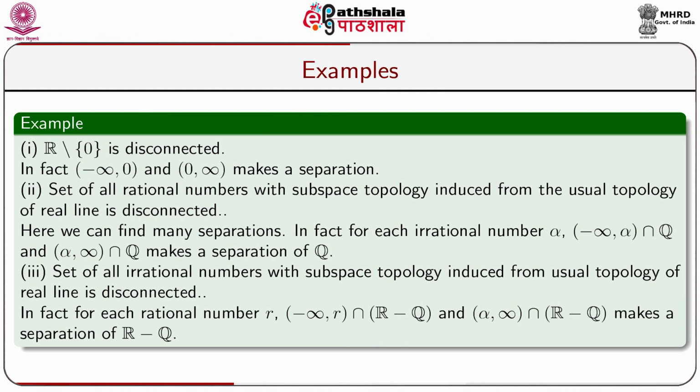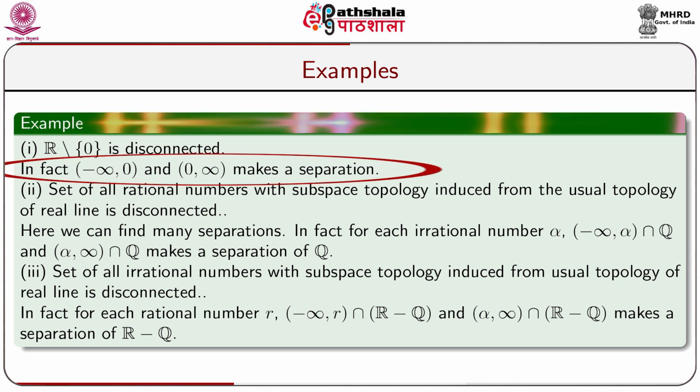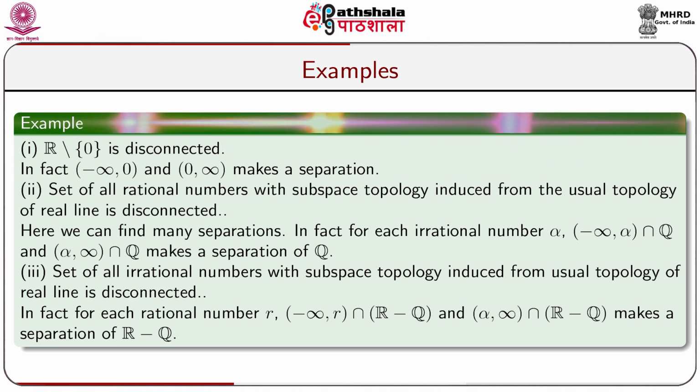Let us give some examples of disconnected spaces. Let us consider R minus 0. In fact, minus infinity to 0 and 0 to infinity, that means the set of all negative real numbers and the set of all positive real numbers, make a separation of R minus 0.